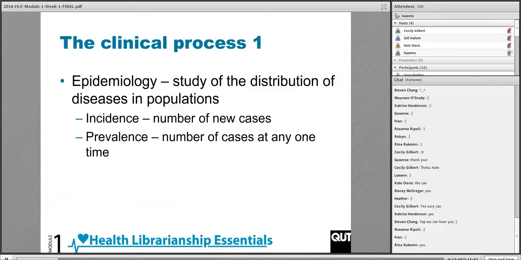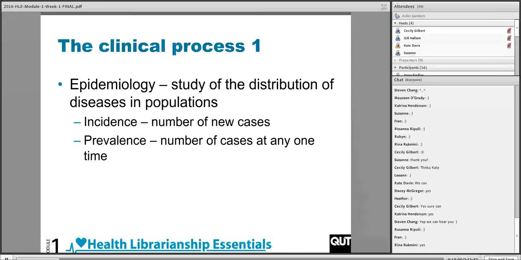So, first stage of the clinical process is around something called epidemiology. So even before a clinician considers the patient in front of them, they'll have a background knowledge of the epidemiology of diseases or conditions. And this includes things like how often new cases appear, whether there is any seasonal variation. So with measles, the numbers of cases tends to be higher in spring. Which groups of people are likely to be affected? So it's children in the case of measles.